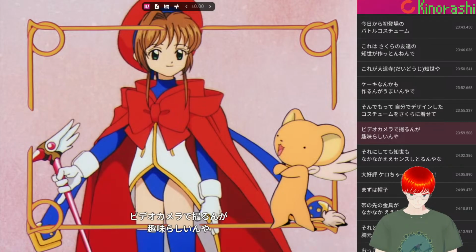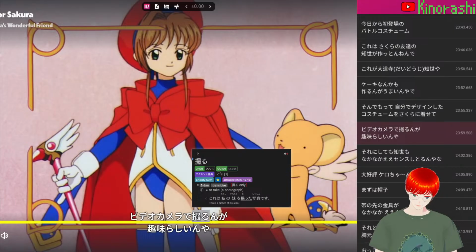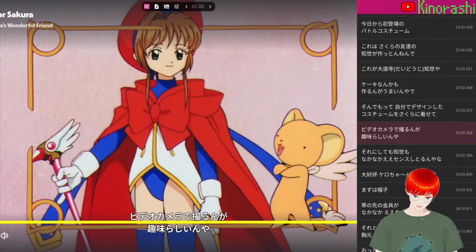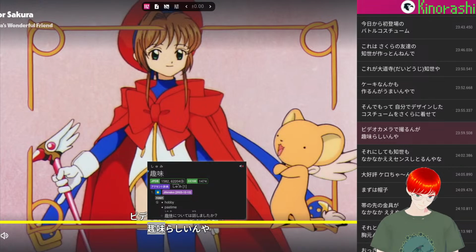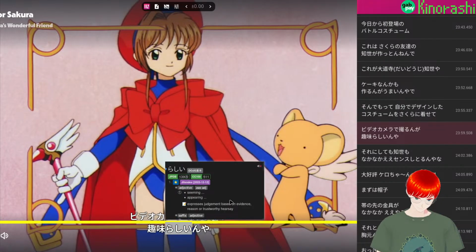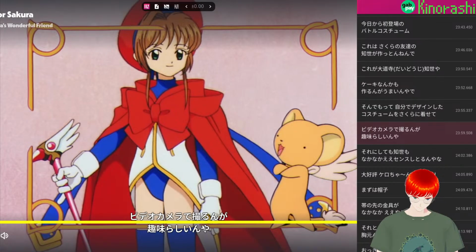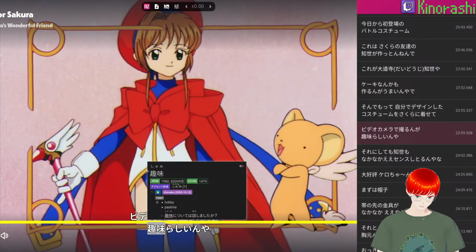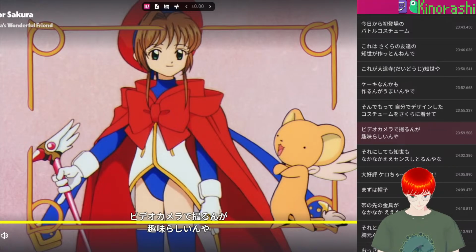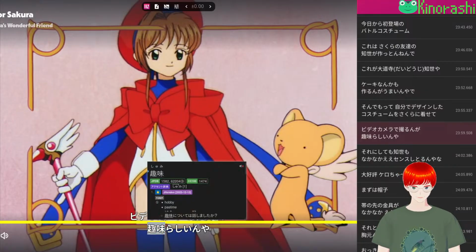ビデオカメラで撮るん, you said? So this is the particle de showing method. So it was taken via video camera. In other words, you're recording, and what did you record? Shumi, hobby. Rashii, seeming, yeah, and then this is the informative, and then the ya that replaces da. So it appears, video camera de torunga shumi rashin ya. It appears to be a hobby to record with the video camera.